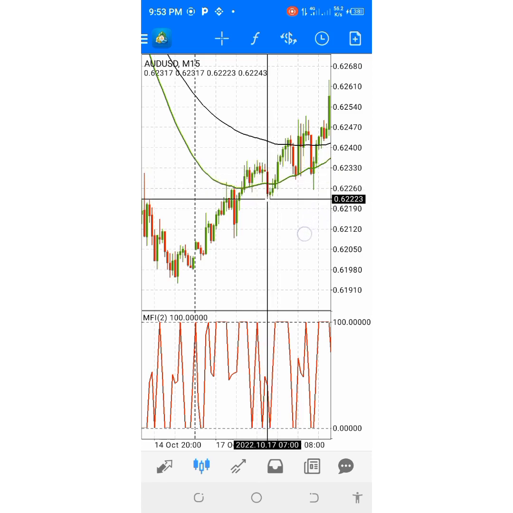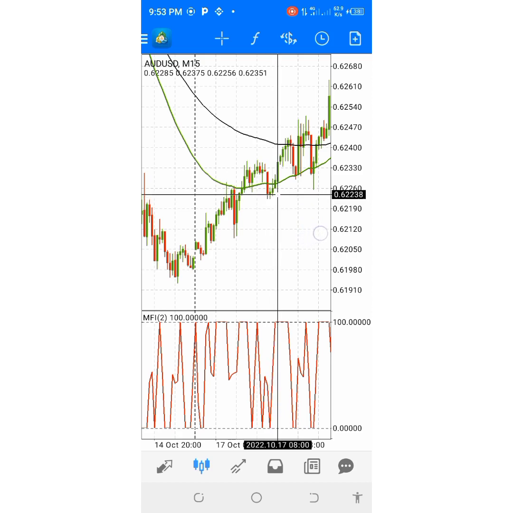Then it broke below here. Yes, it broke below here. And you have to wait for it to come back up here. By the time you wait for it to come back here, you will not trade here because it did not give you entry.